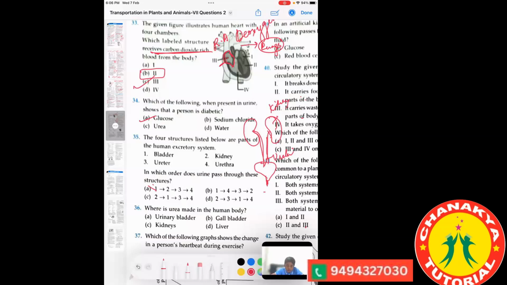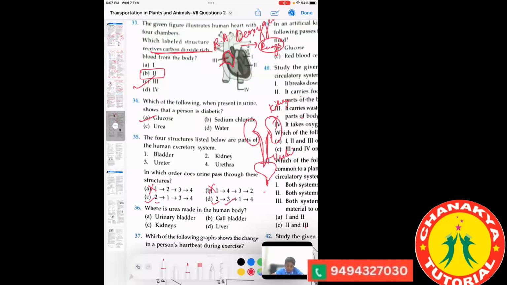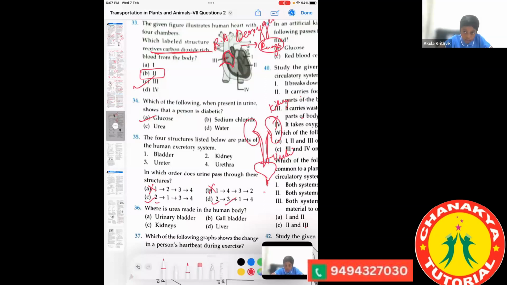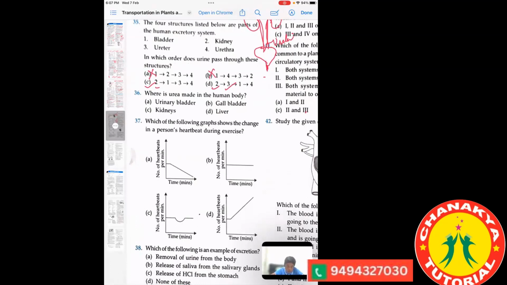So option A is wrong, and B is wrong anyhow. Now what is left is C or D. The first part is the kidney. Which is the second part connected to the kidney? Ureter. So what should be the answer? D. Okay. This is how you should solve these kinds of questions. First of all, if you are not aware of the correct answer, imagine the diagram. What is given in the diagram? That should be the complete step.